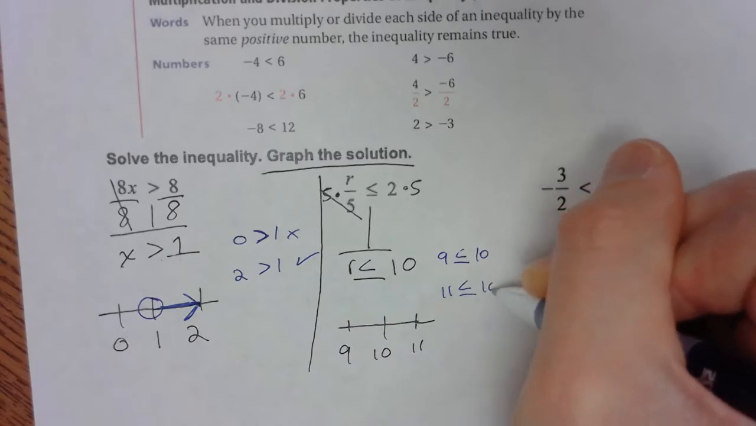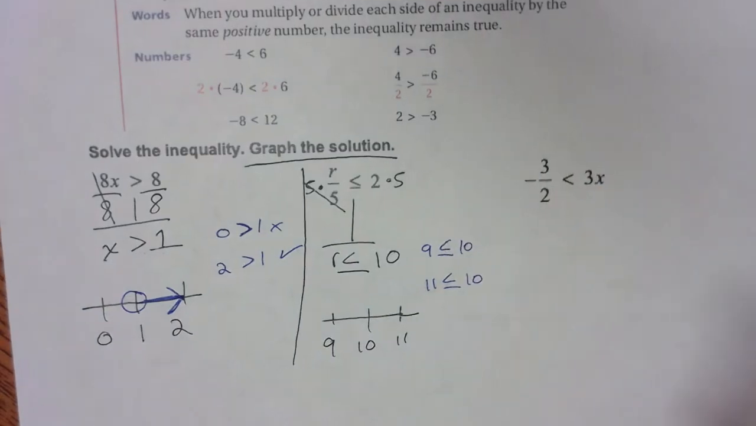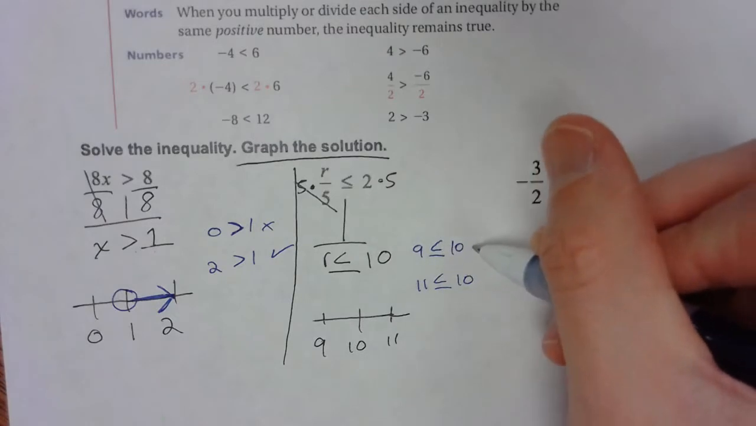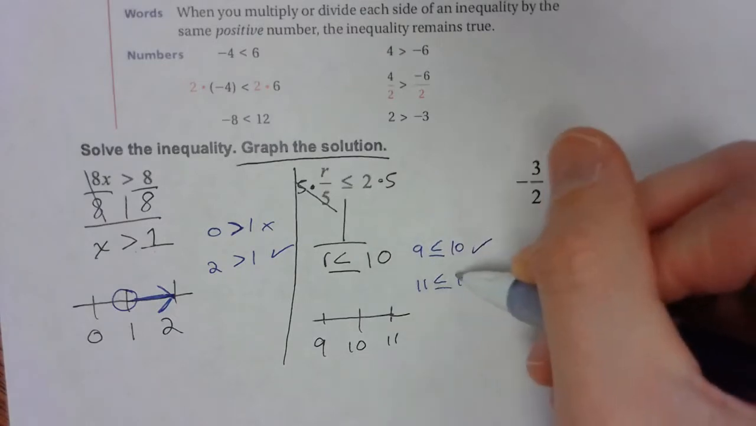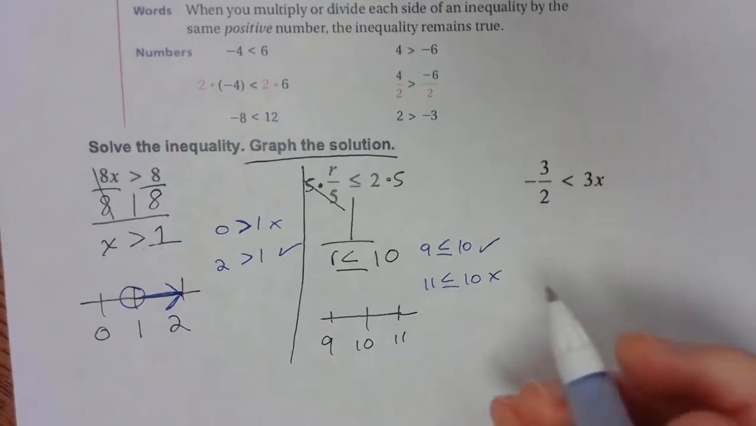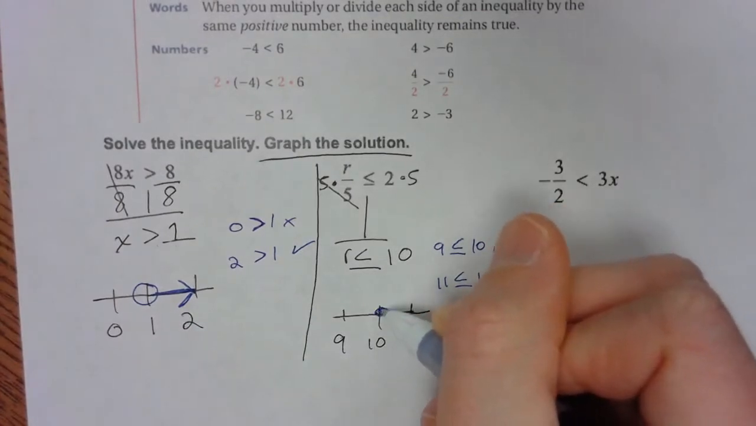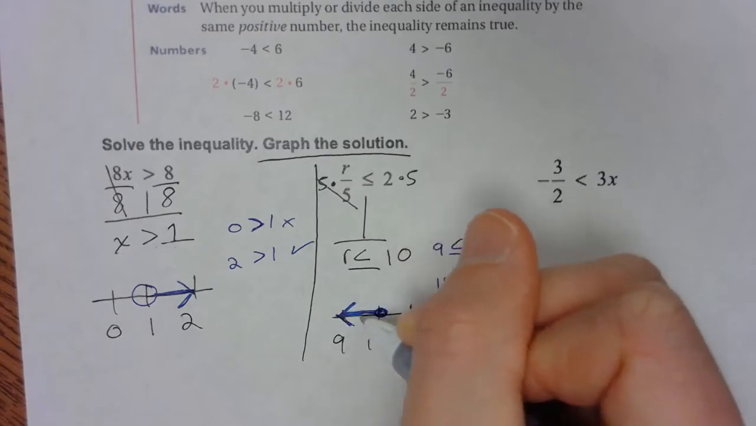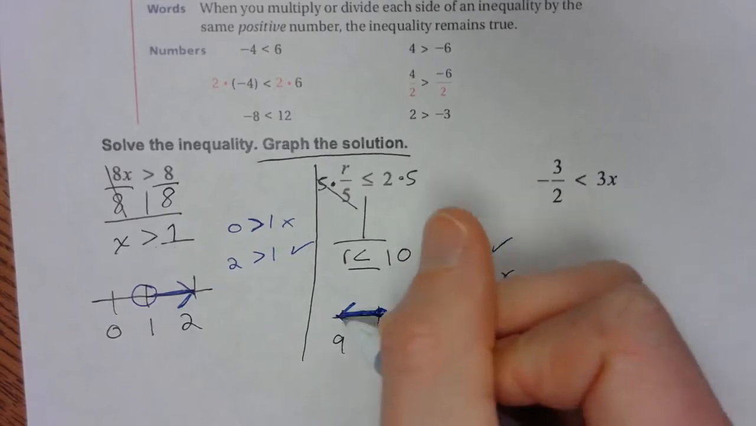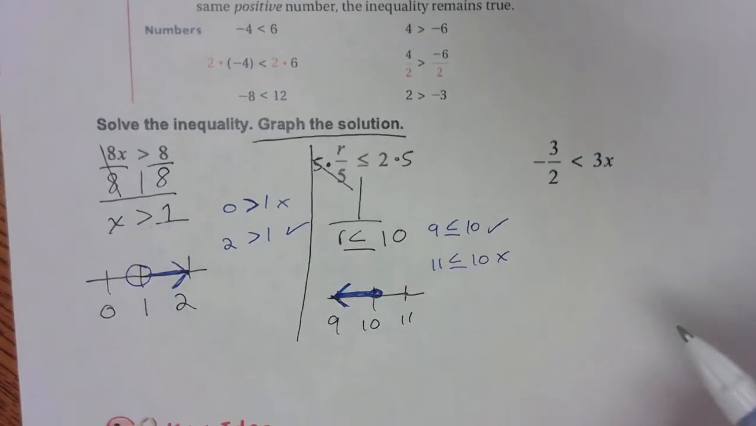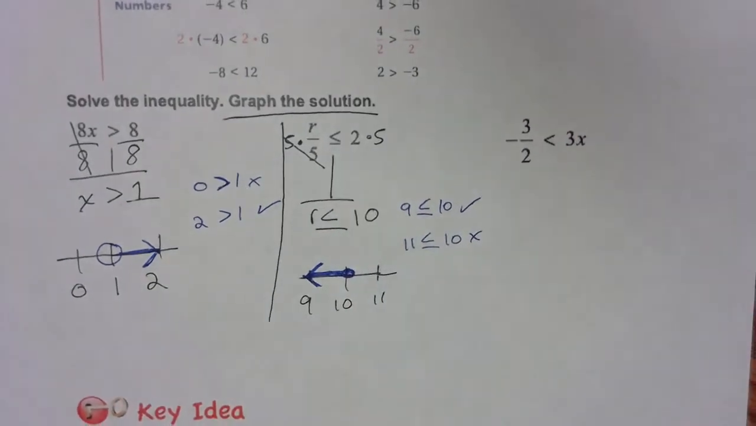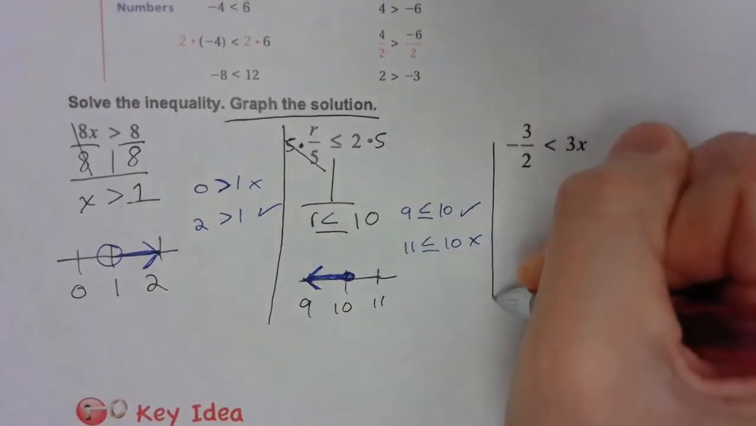Remember, this is the part where if you can do it in your head, that's fine. But if you need to go off to the side, please do. So is 9 less than or equal to 10? Yes. Is 11 less than or equal to 10? No. So I'm going to have a closed circle going towards my answer, which is 9. Remember, make sure our line is directly on this line, the black line. Don't put it above. Make sure it's directly on the line. Okay, let's look at the third one.